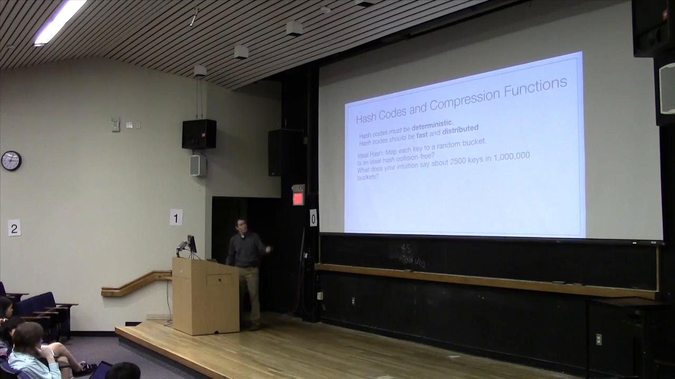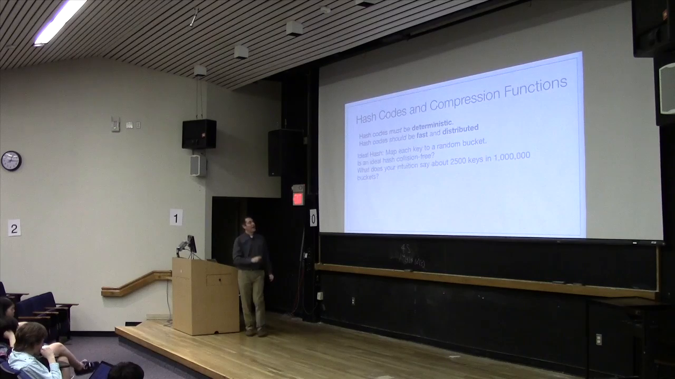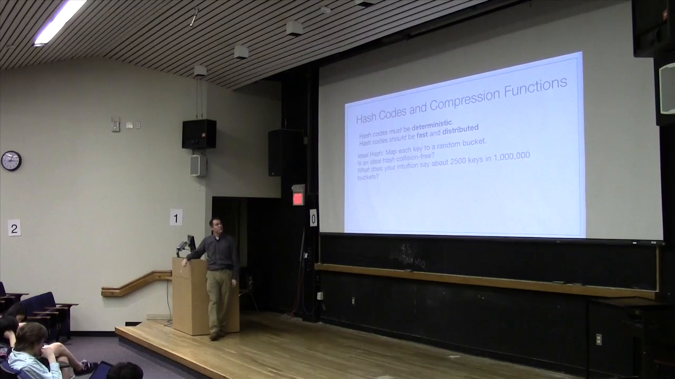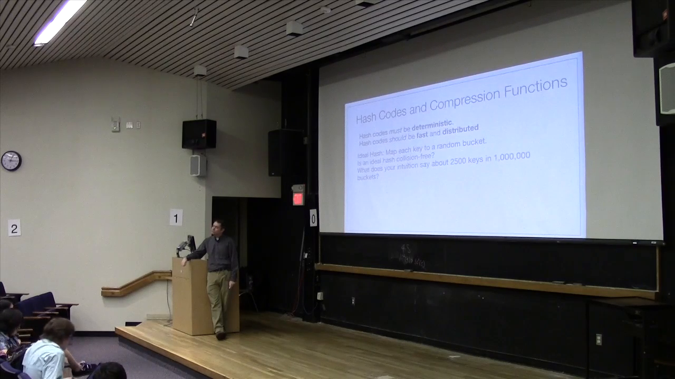Okay. Remember, hash codes must be deterministic. They should be fast and distributed. The ideal hash maps to a random bucket. That would be a perfect hash, right? Map me to a random bucket somewhere. Is an ideal hash collision free? By chance you can get the same bucket.